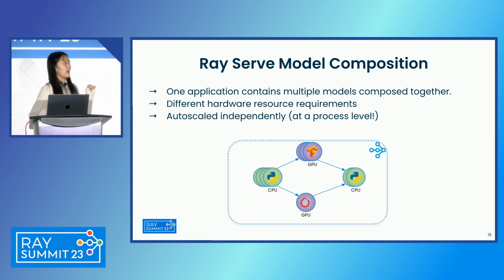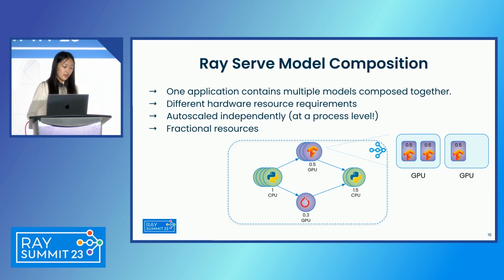It also scales at a process level, which is even more flexible than scaling at a container level, which is what the microservices approach does. This means when you're scaling up your application, you don't have to necessarily add more nodes just to scale it up. You can add more copies of your model onto a single node until you've maximized the resource utilization on that node. And finally, something that using Ray uniquely gives us is the ability to use fractional resources.